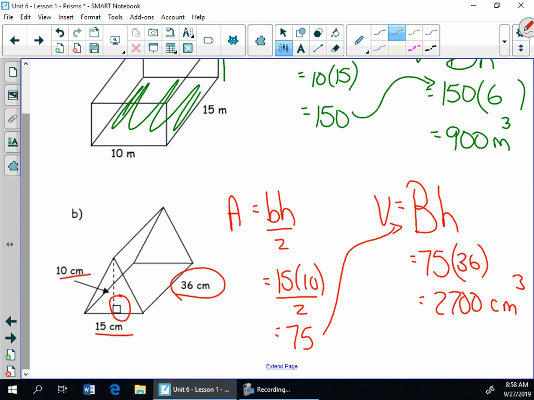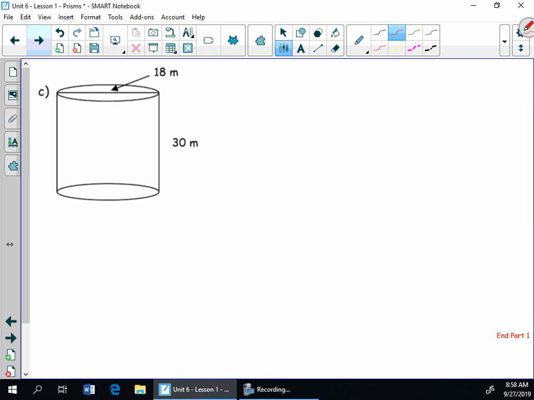Again, the big idea is find the shape that's the same that's being stacked up on top of each other. Sometimes it's front and back, sometimes it's top and bottom. We'll try the third one. That's the only other prism we're going to deal with.